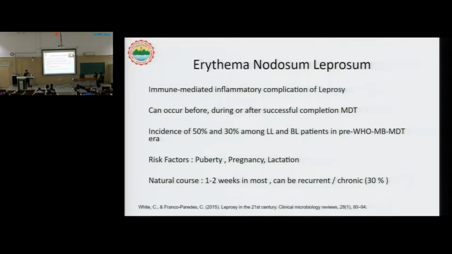Risk factors for erythema nodosum leprosum are female sex, more than 6 skin lesions, more than 3 areas of involvement, and hormonal changes like puberty, pregnancy and lactation in females. In natural course, it resolves by itself in 1 to 2 weeks in most patients, and it can be recurrent and chronic in 30% of patients.